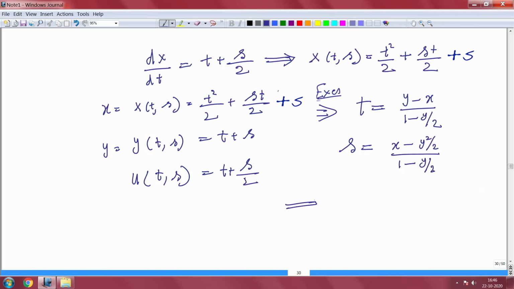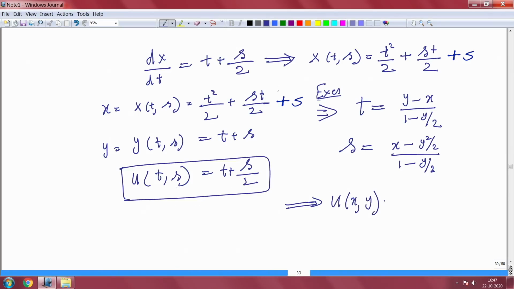Substitute the values into u(t,s) here, and that will give you u(x,y). Try to work out more and more problems. Please do this small computation, it is not difficult: 2 into (y minus x), x minus y square by 2, over 2 minus y.